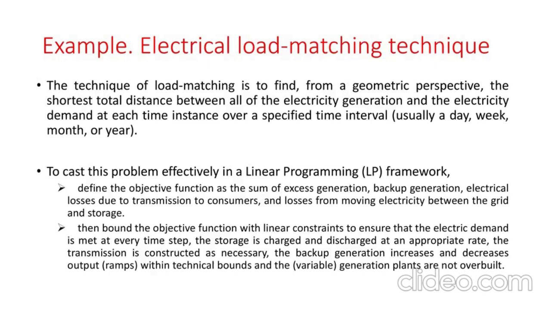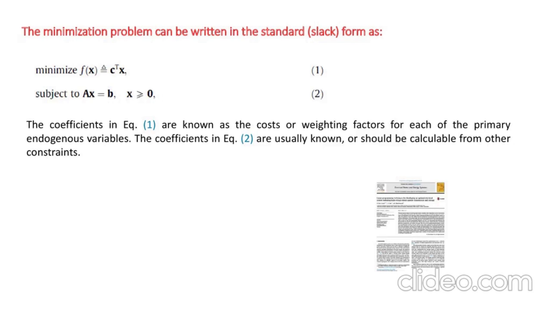And next, coming to an example: the electrical load matching technique. The load matching technique finds, from a non-geometric perspective, the shortest total distance between electricity generation and electricity demand. The problem is cast as an effective linear programming network flow. The bounded objective function has constraints to ensure that electrical demand is met at every time step, and that the storage is charged and discharged at an appropriate rate.